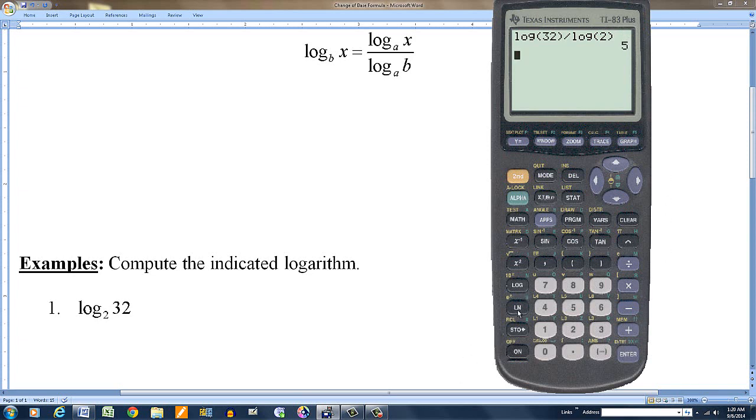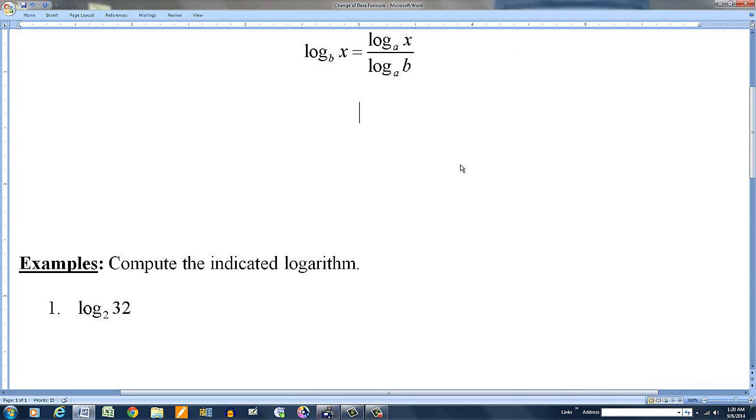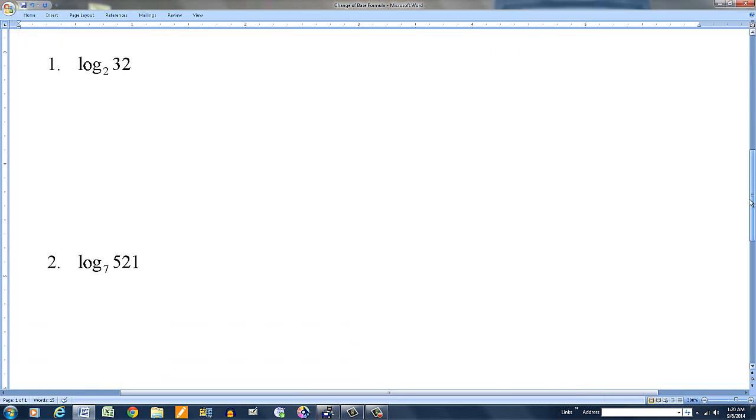Now if I use ln, same thing. It's the natural log of the number, which in this case is 32, divided by the natural log of the initial base, which is 2. Hit enter, we get 5. Here the answer is exact. Like I said, we could have done it without the calculator using the definition, but in a lot of cases you can't do that.